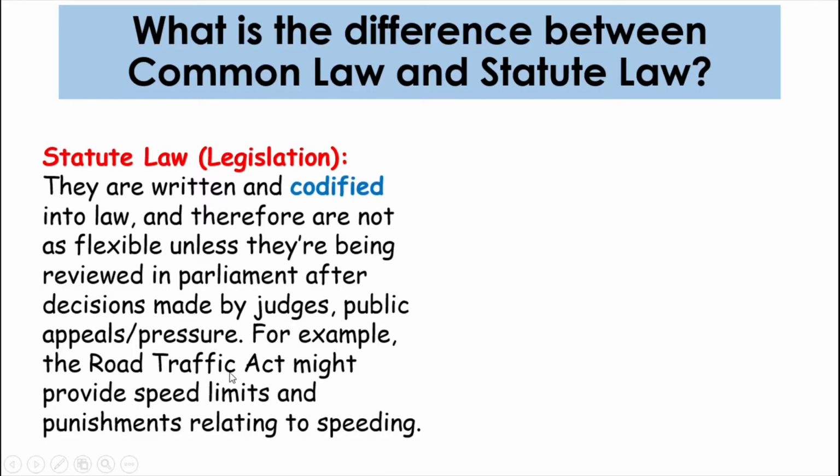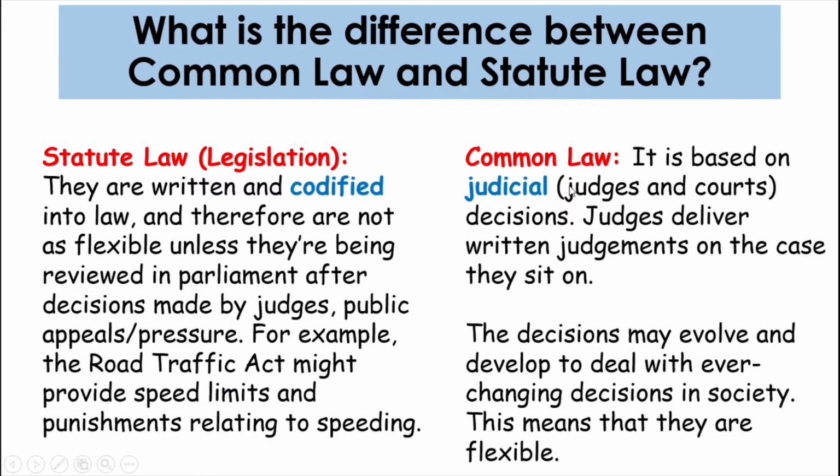It may lead to further debates and discussions in Parliament based on external pressures from the public as well as judges. Common law, on the other hand, is based on judicial decisions. The term judicial refers to judges and courts. Judges deliver written judgments on the case they sit on. The decisions may evolve and develop to deal with the ever-changing needs of society. This means that they are flexible. And again, you can see judges deal with common law, Parliament deals with statute law.